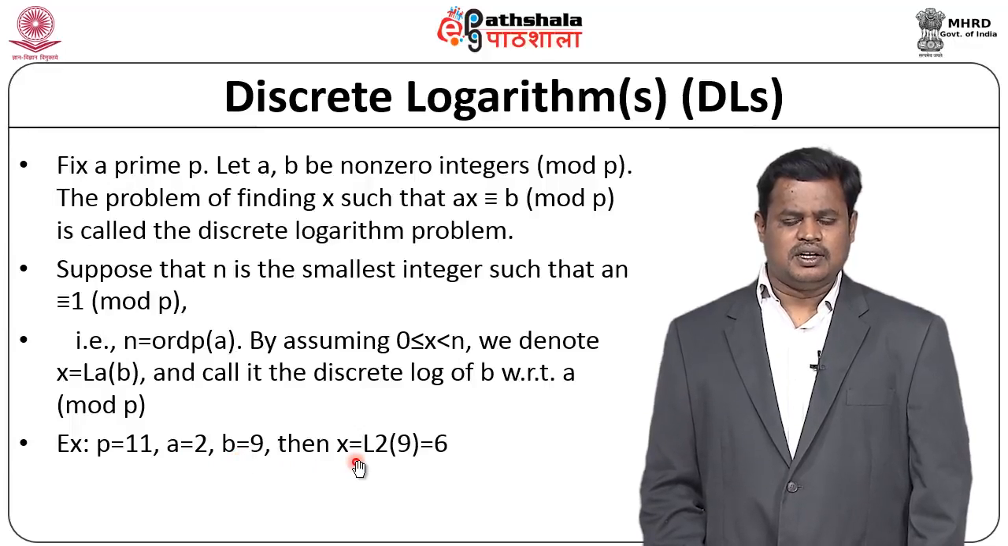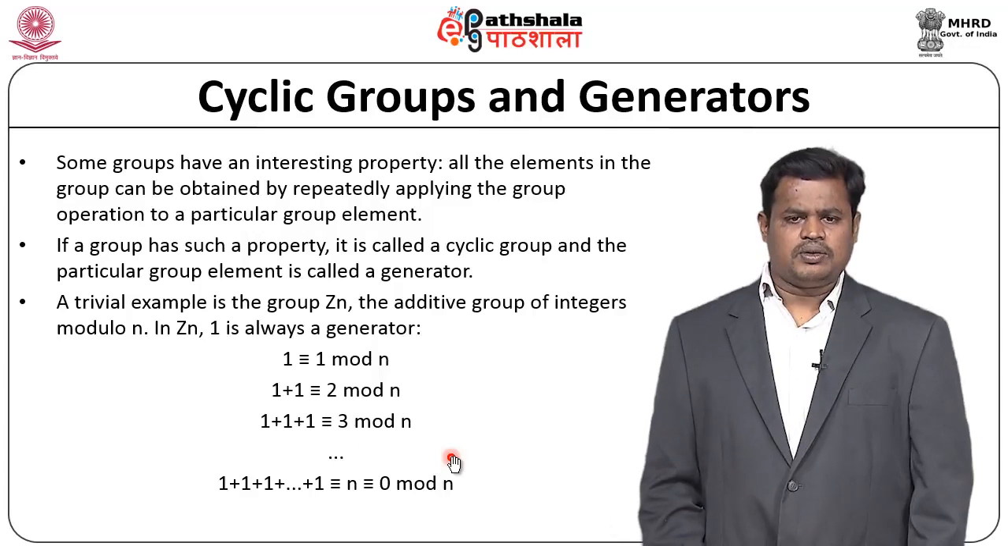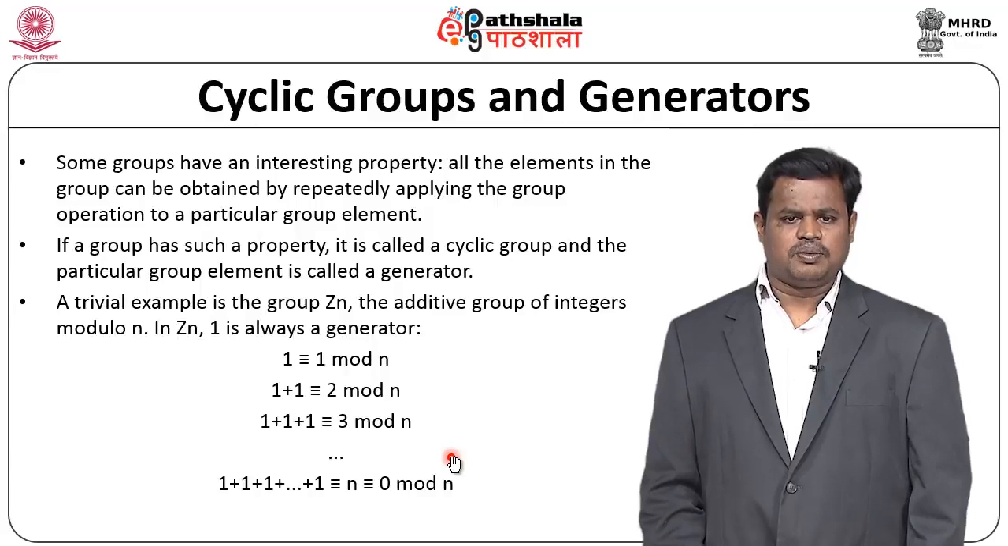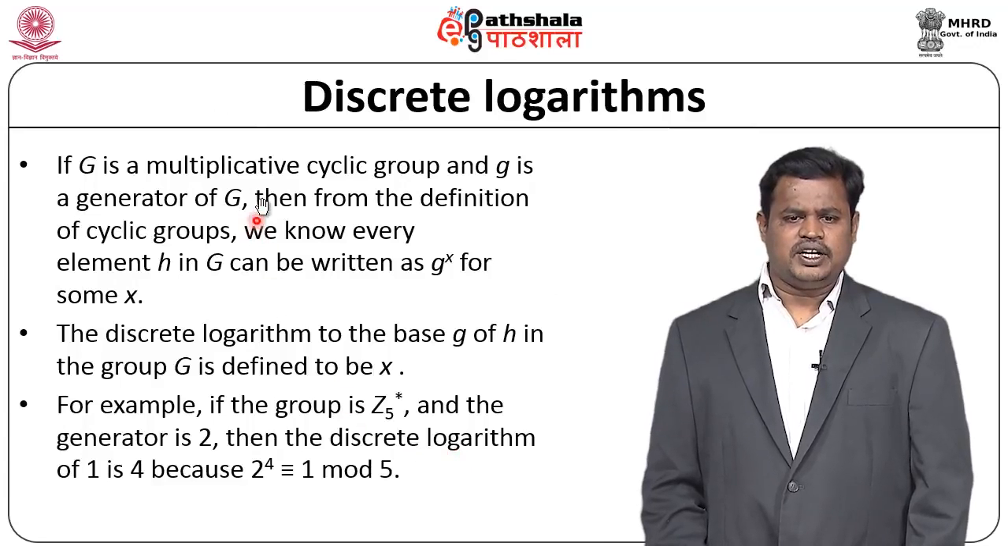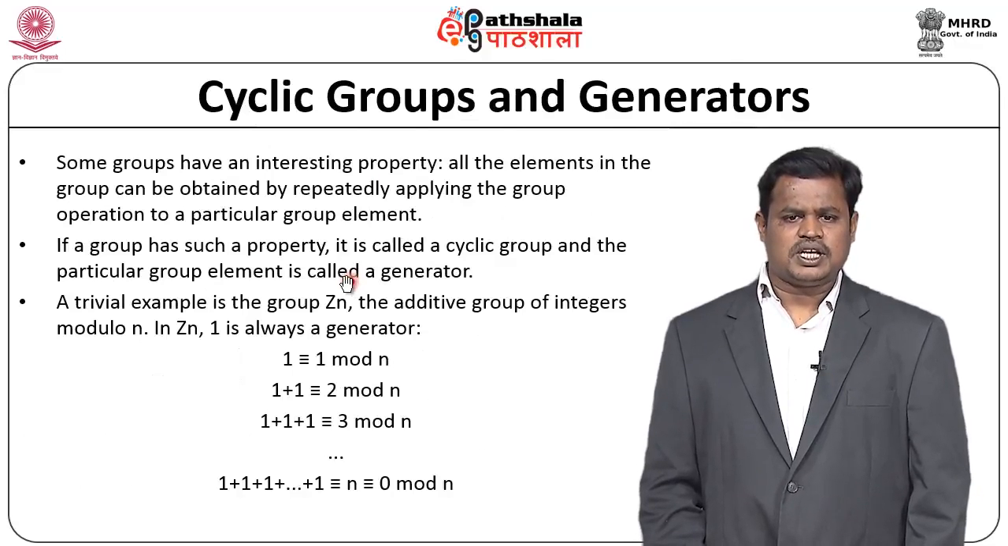Then what is the x here? X is log base 2 of 9, which is equal to 6. So, before going to understand this discrete logarithmic problem, we already know that this discrete log is generated with the help of our multiplicative cyclic group and a generator of G. So, we need to understand about the cyclic group and generators.